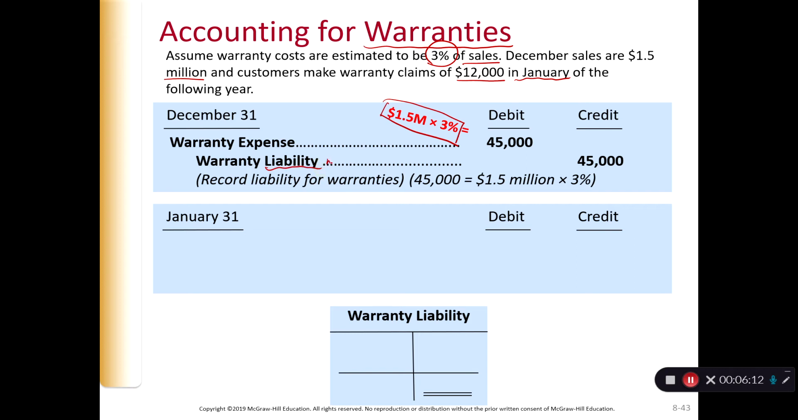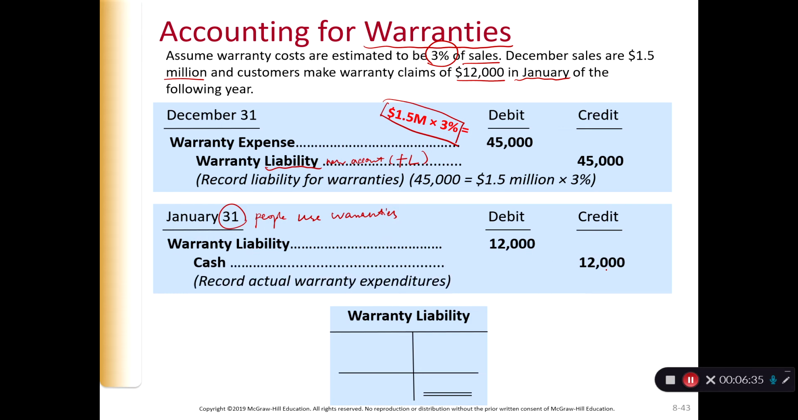This is a new account that we introduced in this chapter. It's a short-term liability. However, when January comes and people really come back and use the warranty, we want to reduce the warranty liability and credit cash, right? We want to give the customer what the warranty promised to do.